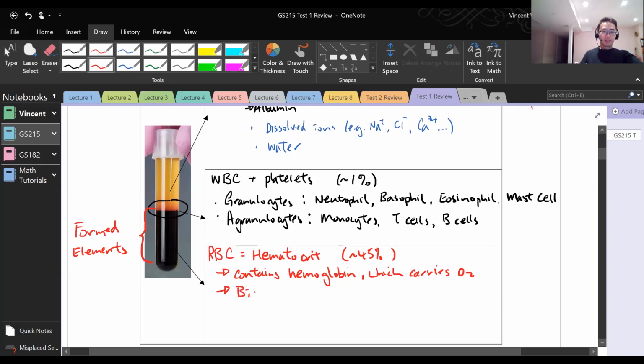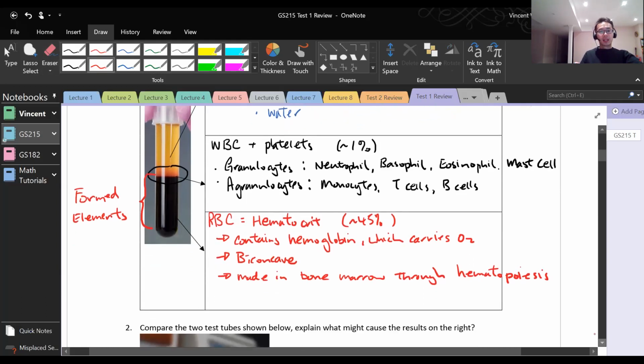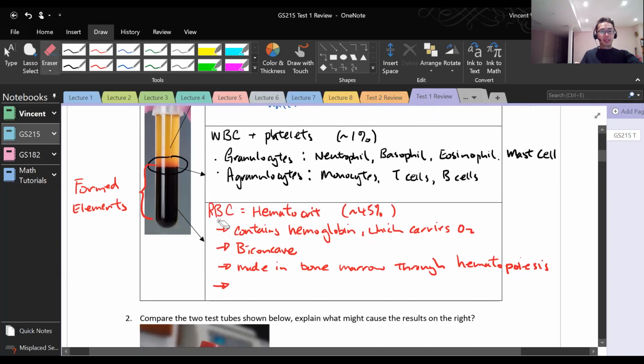RBC is biconcave, right? Made from stem cells in bone marrow through hematopoiesis. It's true for the white cells and the platelets as well. They are also made in the bone marrow through hematopoiesis. What's the lifespan for a red cell? Approximately how many days? Yep, 120 days.